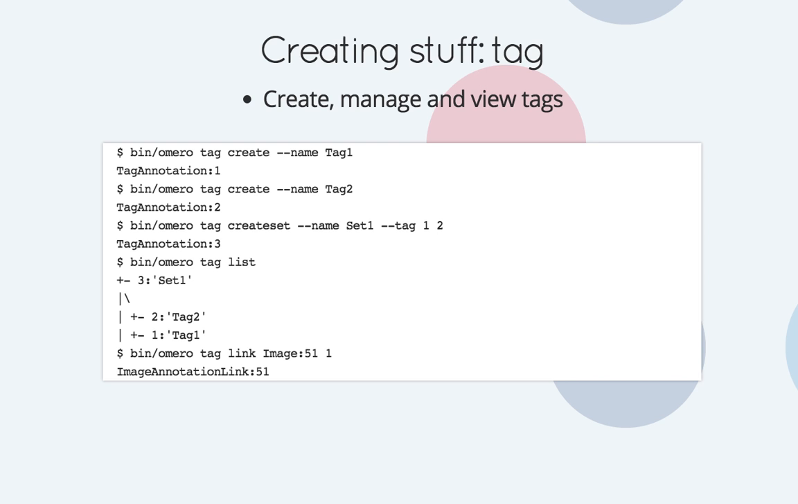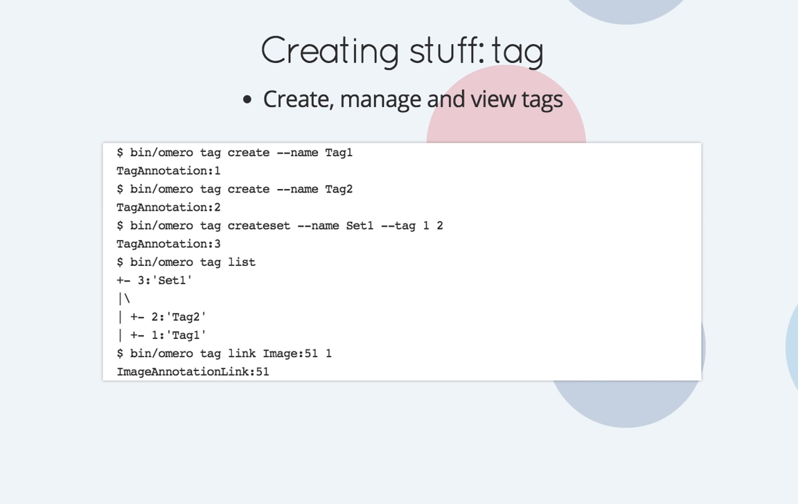So, creating, managing and viewing tags. Here are some examples. We create a tag with the name tag 1, we create another one with the name tag 2, then we create a set, and for that set we give it both its name and the IDs of the tags we'd like to include at this stage. We can link tags further down the line if we want to.